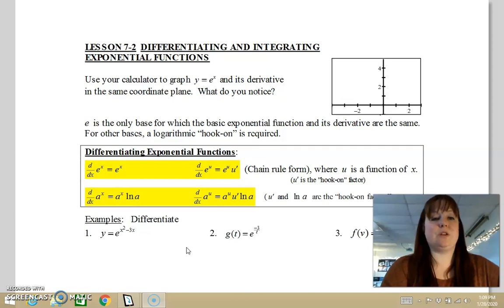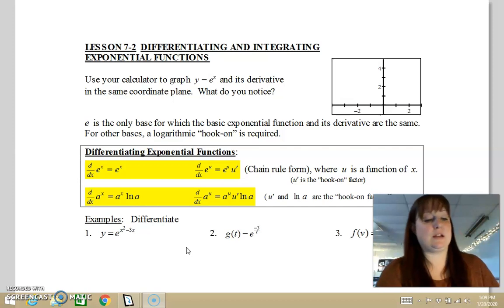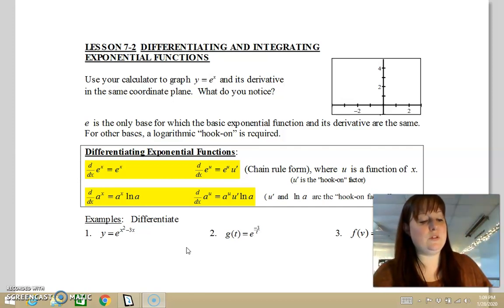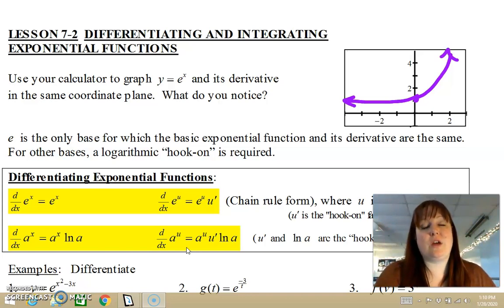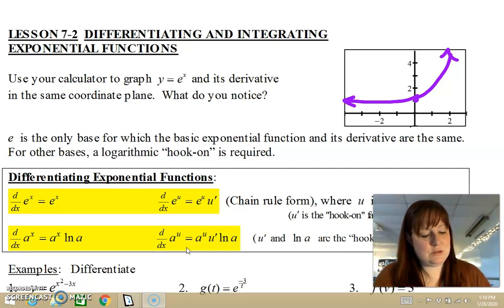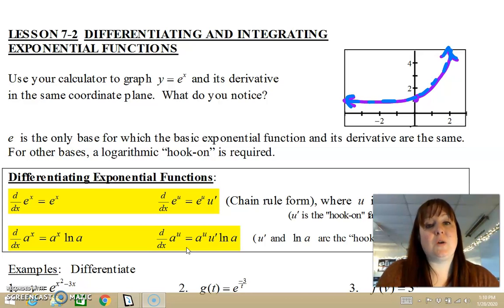So the first thing I want you to do is get your calculator out, and graph the equation y equals e to the x. Don't just sit there and wait for me to do it. When you graph y equals e to the x, you get this, right? And then when you graph its derivative, remember we know how to graph the derivative by putting in y2, using the math button, and graphing the derivative of e to the x. What you'll notice is the derivative is the exact same, not just kind of the same, it is the exact same graph.